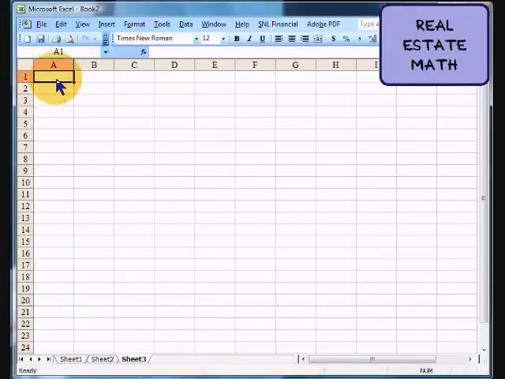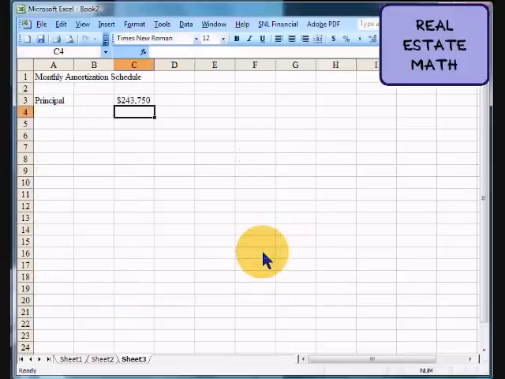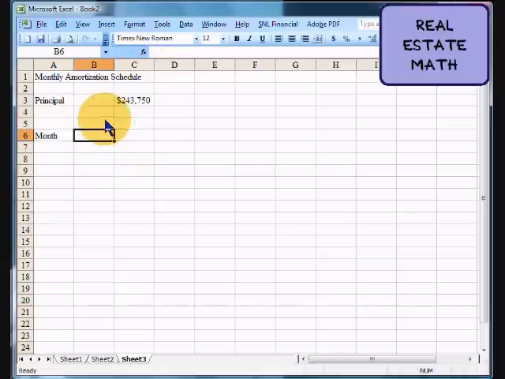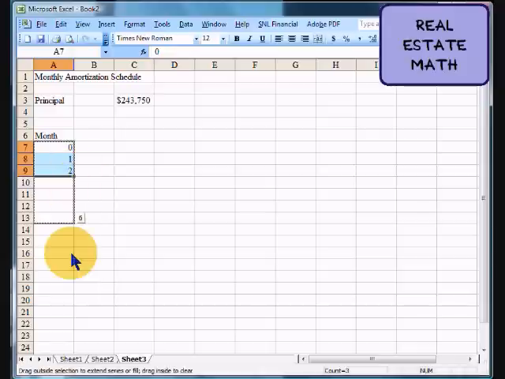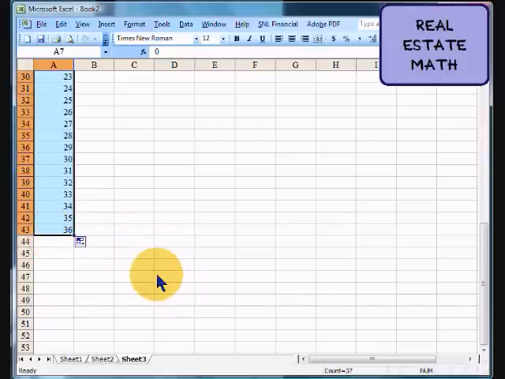So let's put a monthly amortization schedule, principal amount. The principal amount of our loan, we're going to copy from way back here at the beginning of our analysis. Our loan amount is there. And we are going to put a monthly value in here for each of our periods. If you put a series of numbers in like that and then just drag them down, it will continue the series for you. So let's continue on down to our 36th month.